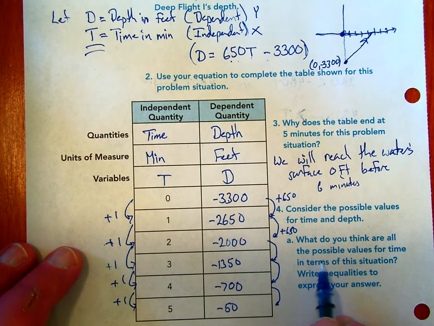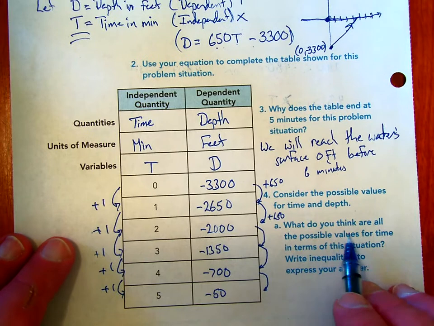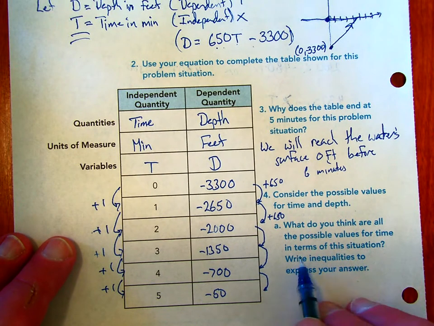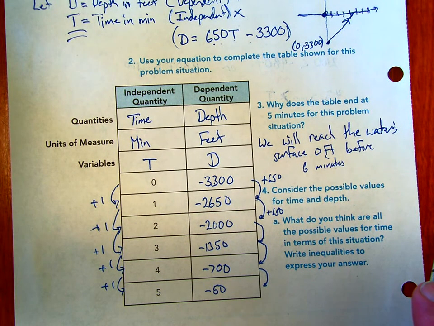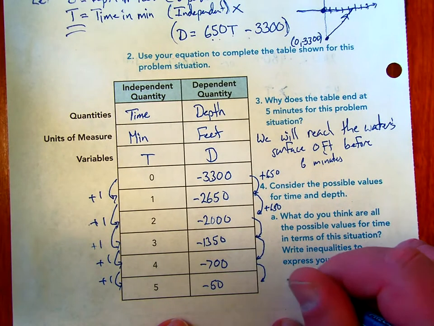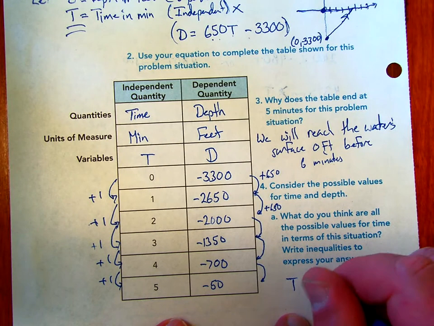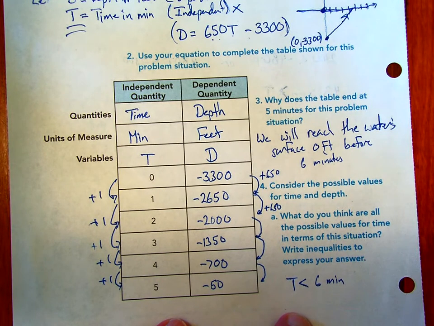What do you consider the possible values for time and depth? What do you think are all the possible values for time in terms of the situation? Write an inequality to express your answer. Well, again, the time, it's going to be just a little more than 5 minutes. But I know it's less than 6. So our time has to be less than 6 minutes.